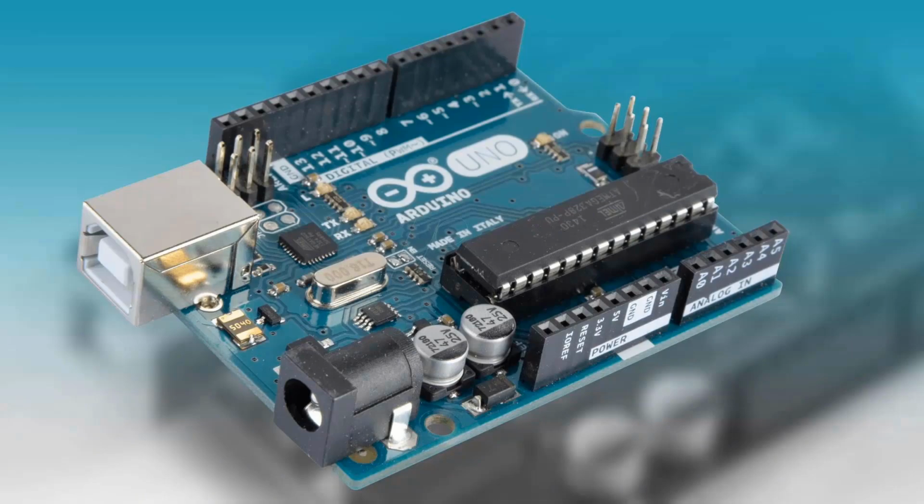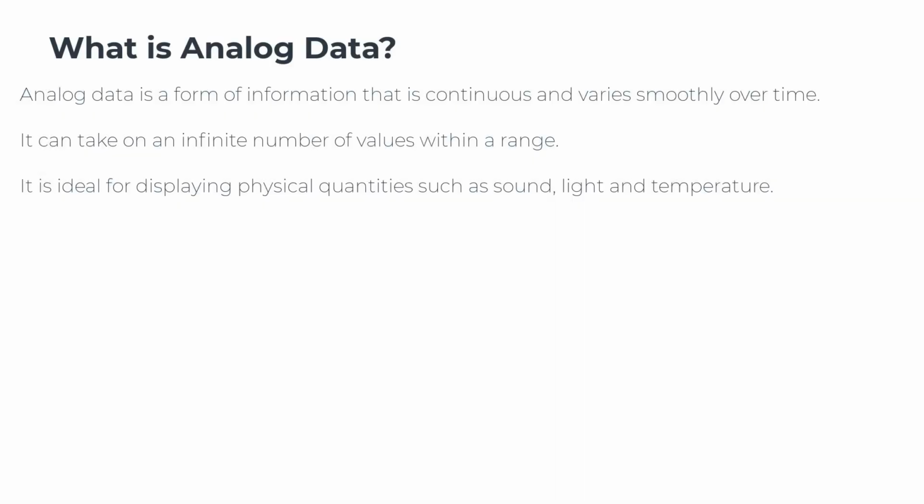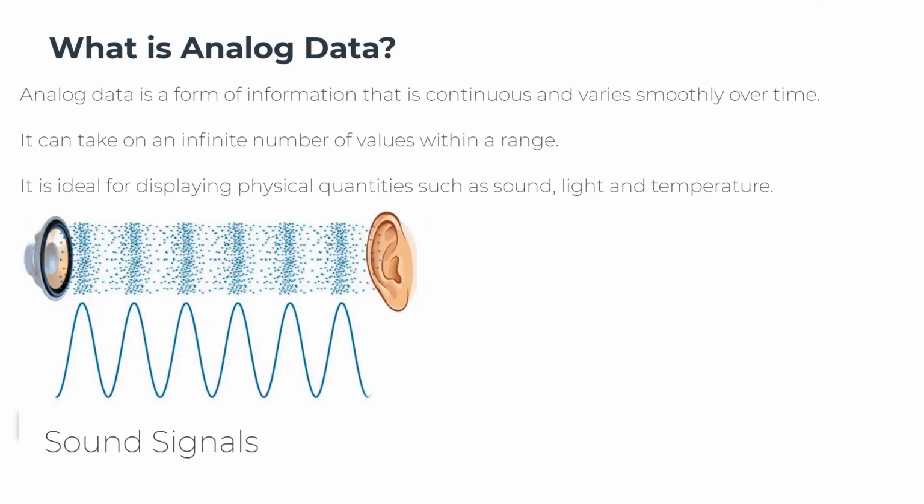Now, let's take a detailed look at what analog data is. Analog data is a form of information that is continuous and varies smoothly over time. It can take on an infinite number of values within a range. This makes it ideal for representing physical phenomena such as sound, light, and temperature, which vary gradually rather than abruptly. For instance, sound waves are analog because they are continuous signals that fluctuate in amplitude over time.